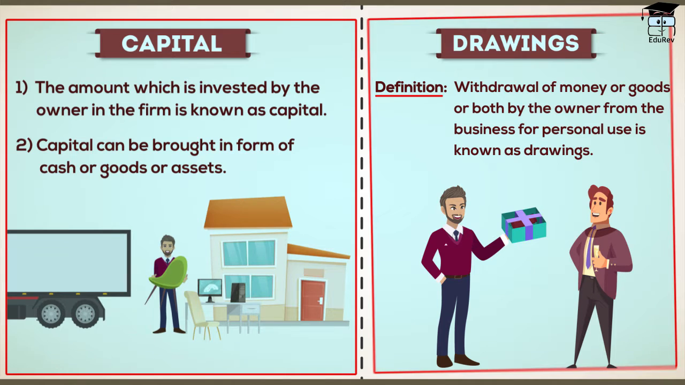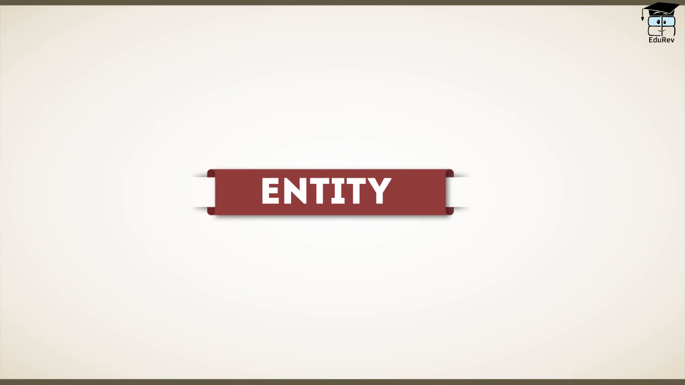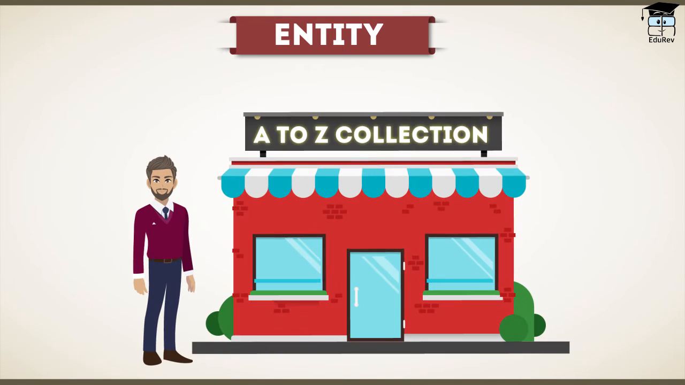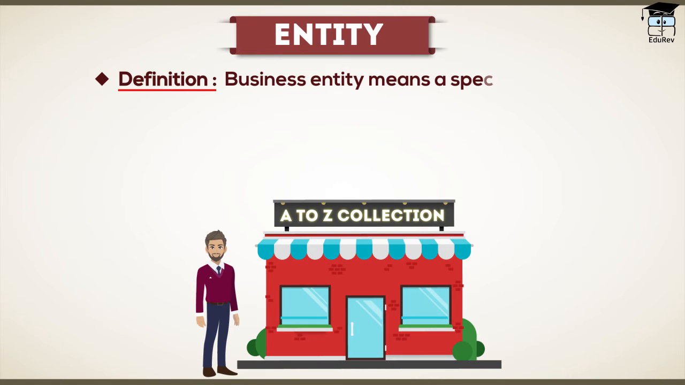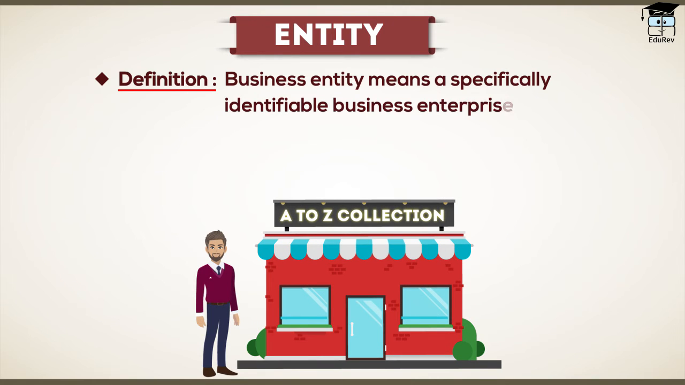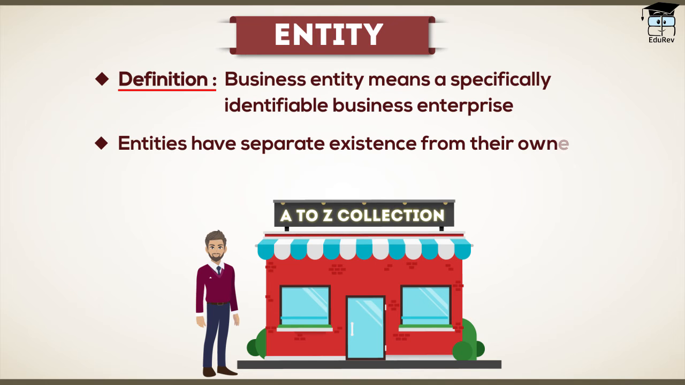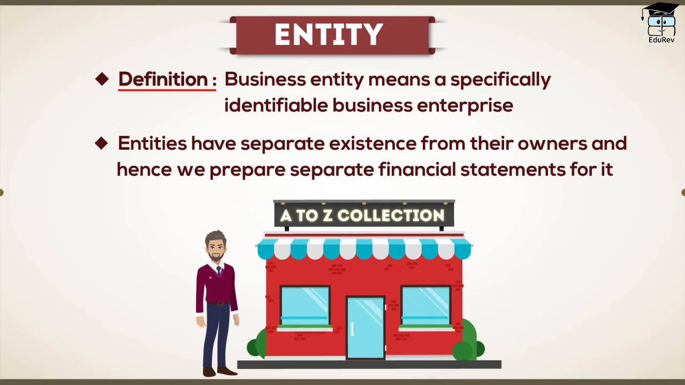So this brings us to a term called entity. Here in our case, Mr. Raj's shop will be treated as an entity. So the business entity means a specifically identifiable business enterprise like a sole proprietorship business, partnership business, a company, etc. And these entities have separate existence from their owners and hence we prepare separate financial statements for them.